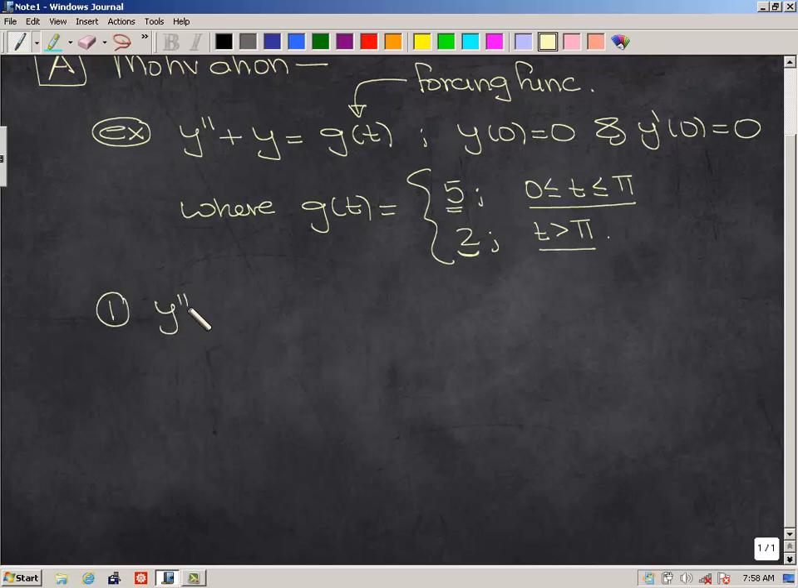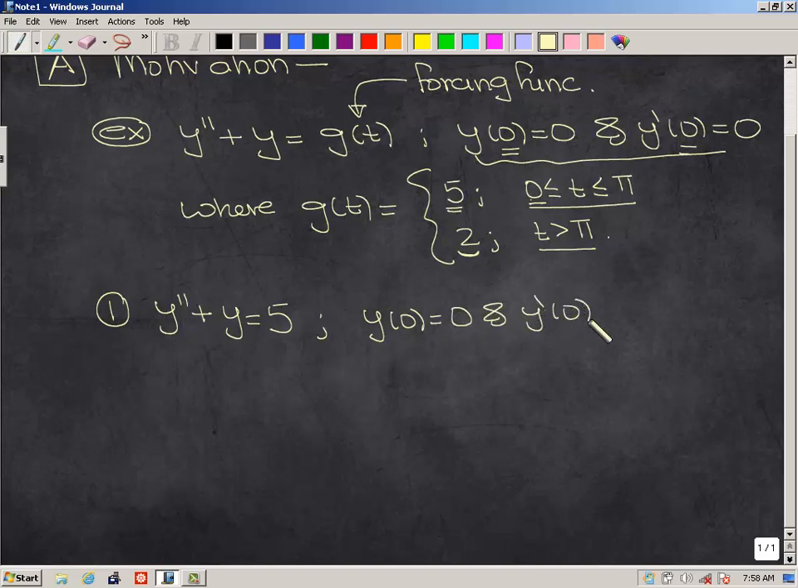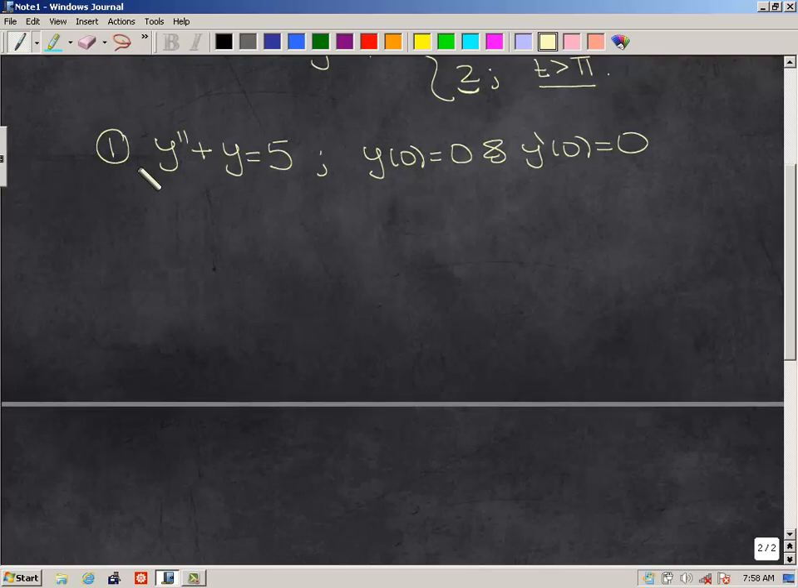So I'll say y double prime plus y is equal to 5. That happens between 0 and pi, so I can use this initial condition because this initial condition starts at 0, and this time starts at 0 also. So we have y of 0 is equal to 0 and y prime of 0 is equal to 0. If you think about what you did in chapter 4, how did we solve this problem? We first found the homogeneous solution, so let's do that.